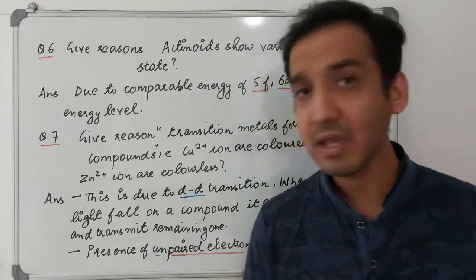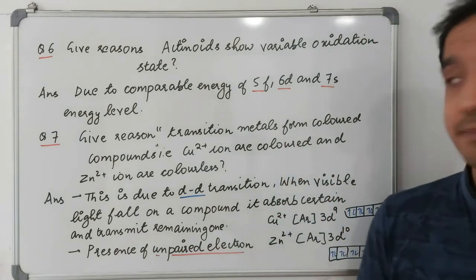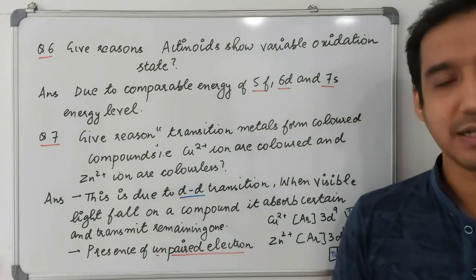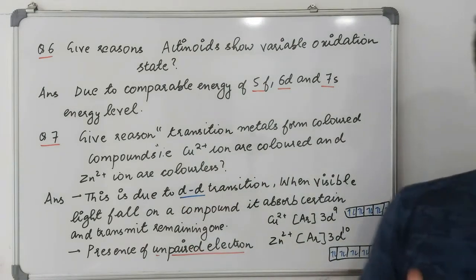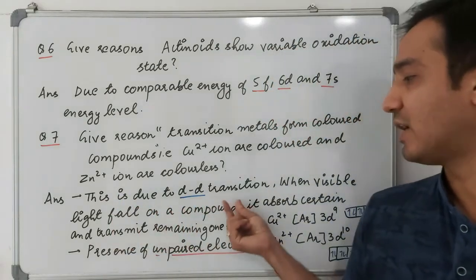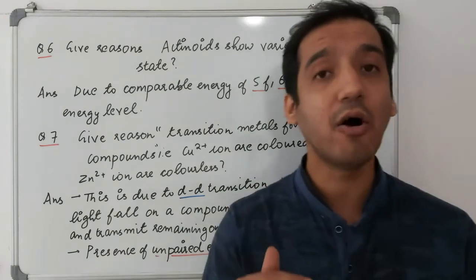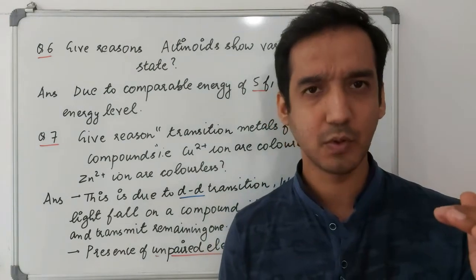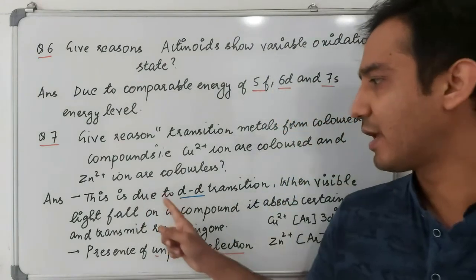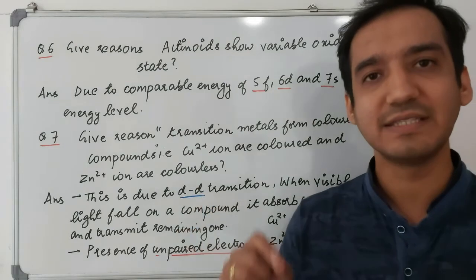Next question: Give reason why transition elements show colored compounds, while copper is colorless as zinc is colorless. So first we talk about why transition elements show color. This is due to d-d transition. If you have studied coordination compounds, we have studied that the d orbital splits into two parts. Because of the splitting of the d orbital, an electron can jump from one d orbital to another d orbital, and that is called d-d transition.